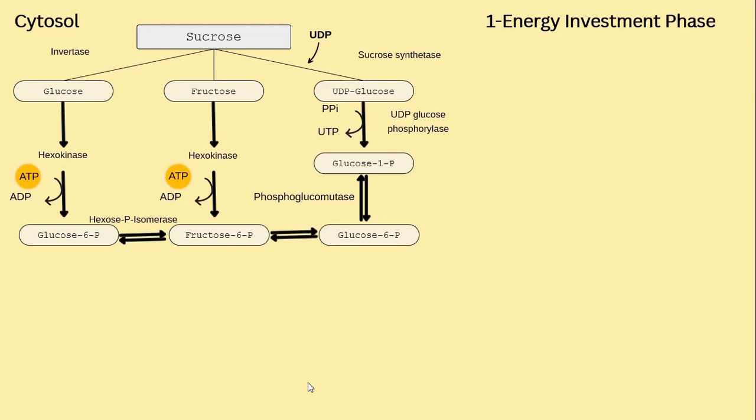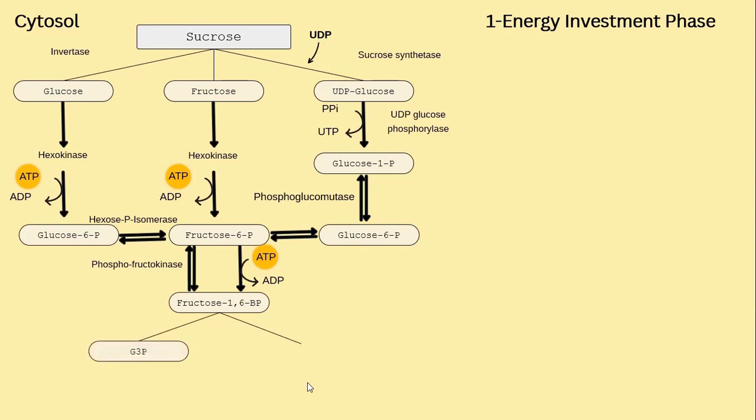Now, fructose 6-phosphate is converted using the enzyme phosphofructokinase into fructose 1,6-bisphosphate and utilizes the energy of ATP. At this step, fructose 1,6-bisphosphate is immediately converted into two molecules. One is G3P, that is glyceraldehyde 3-phosphate, and the other is dihydroxyacetone phosphate. Normally we call it DHAP, using the enzyme aldolase. Both G3P and DHAP are 3-carbon compounds that are interconvertible using the enzyme isomerase.